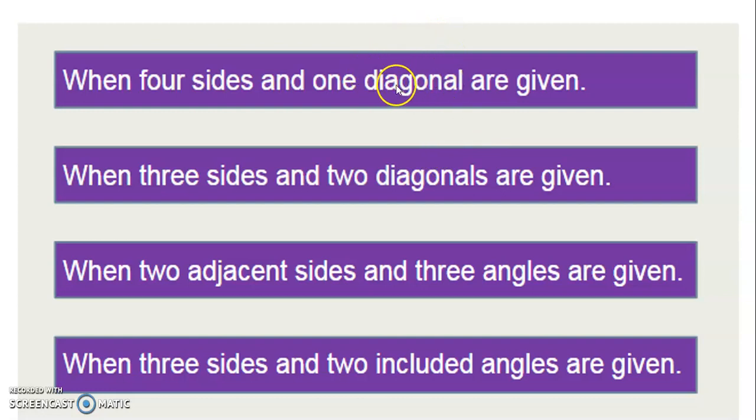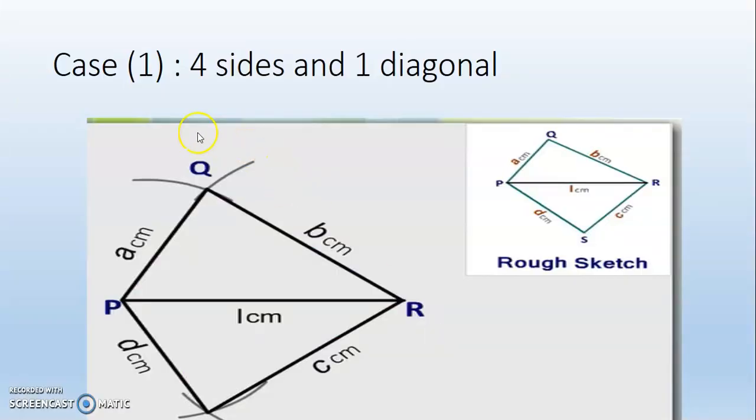Okay, so far we have already dealt with these 3 models. The first 2 are very simple, so you may not have much difficulty in this. Today we are going to revise the 3rd model and also the 4th model. Is it clear? So first we started with 4 sides and 1 diagonal.